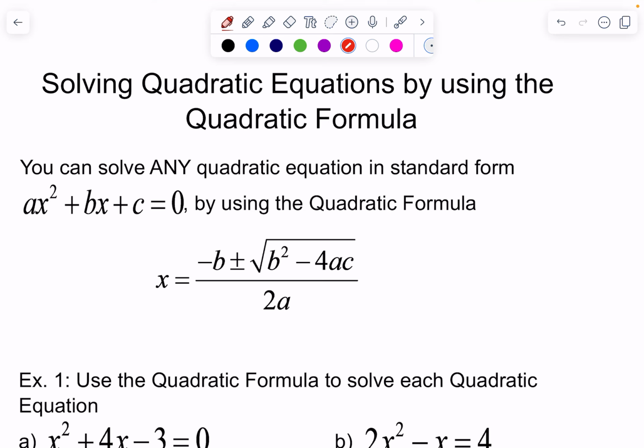Today we're going to be learning how to solve quadratic equations by using what's called the quadratic formula. So let's get right to it. You can solve any quadratic equation in standard form, which is ax squared plus bx plus c equals 0, by using the quadratic formula. And by any quadratic equation, I mean whether the numbers are large or small, decimals or fractions. And the quadratic formula states that x equals negative b plus or minus the square root of b squared minus 4ac divided by 2a.